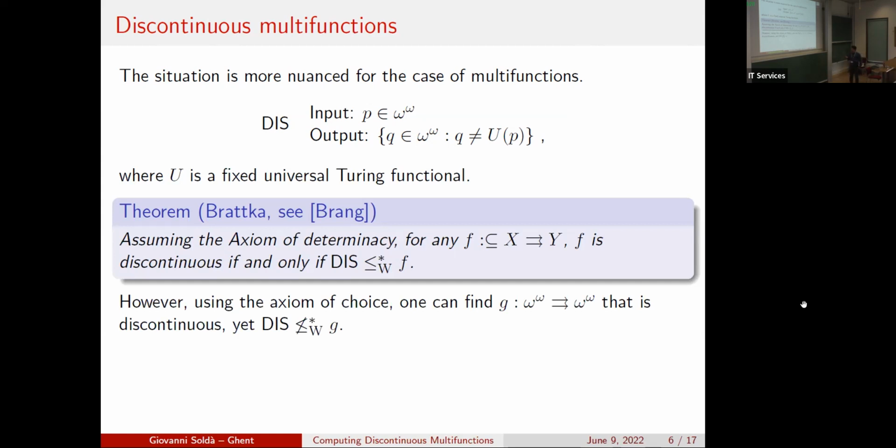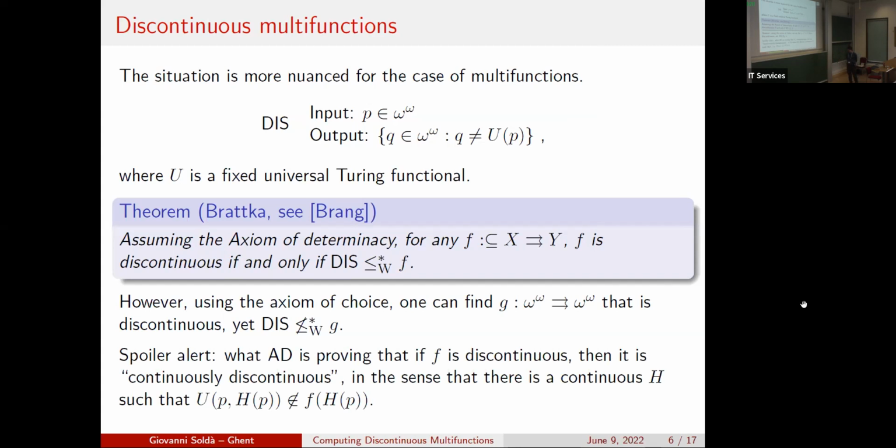Okay, so in any case, if you use the full axiom of choice, then one can actually find a problem which is a counterexample to this phenomenon here. So you find something which is discontinuous, but does not continuously reduce to this strange guy here, to this discontinuity problem. And so what's going on here? So the point, in a certain sense, as we will say something more about it later, is that the problem I defined is such that if f is discontinuous, then it is actually continuously discontinuous.